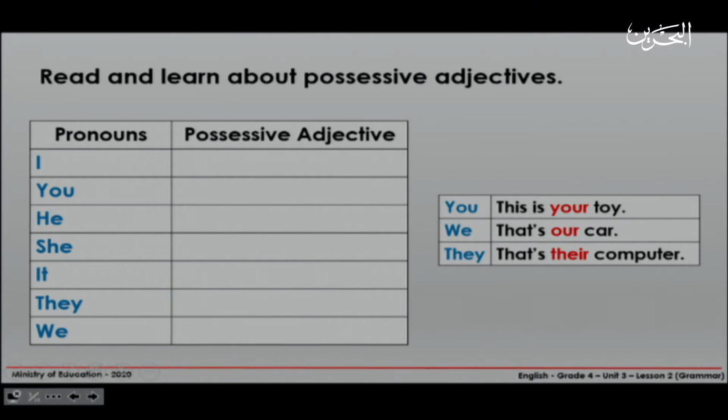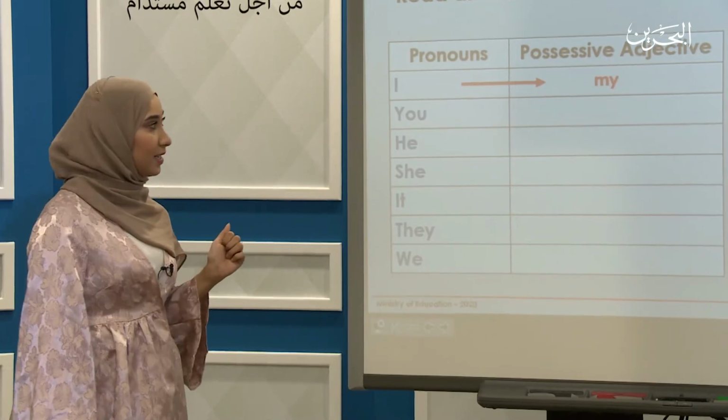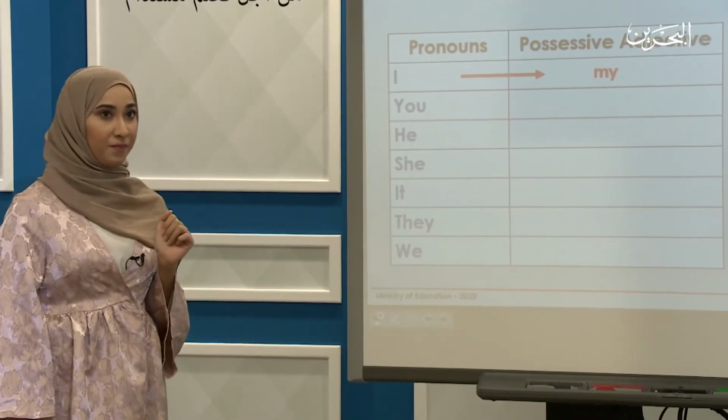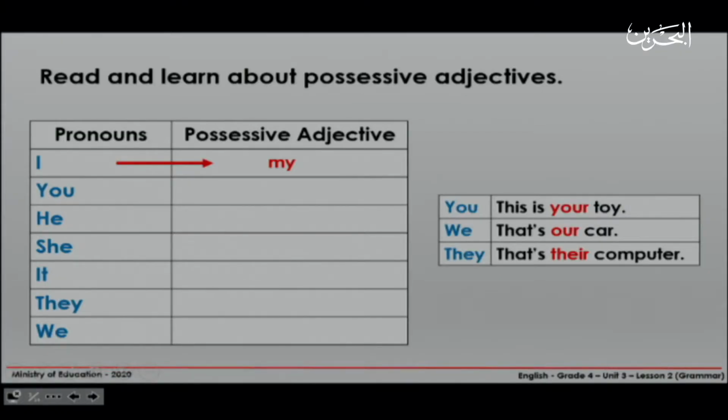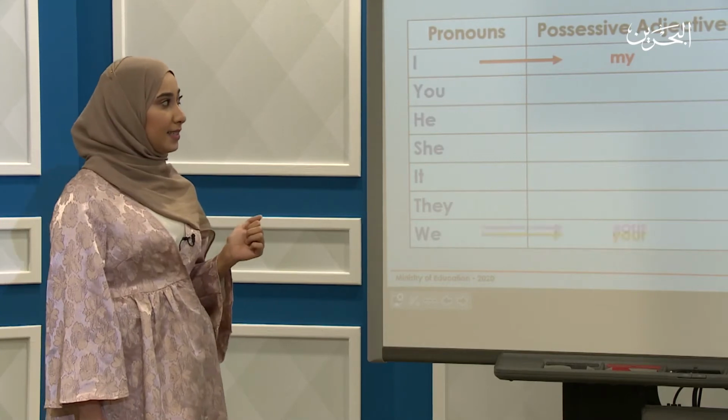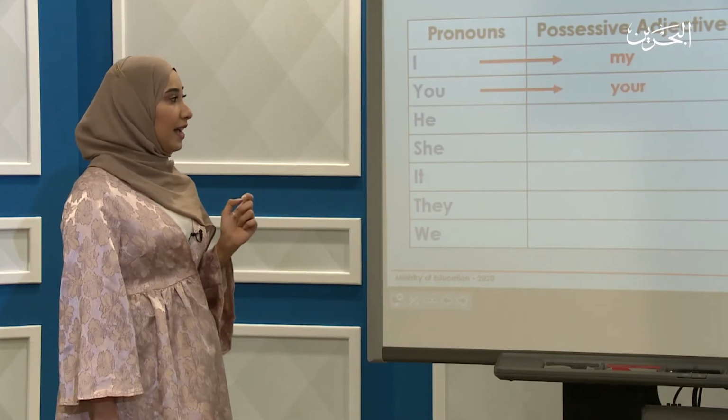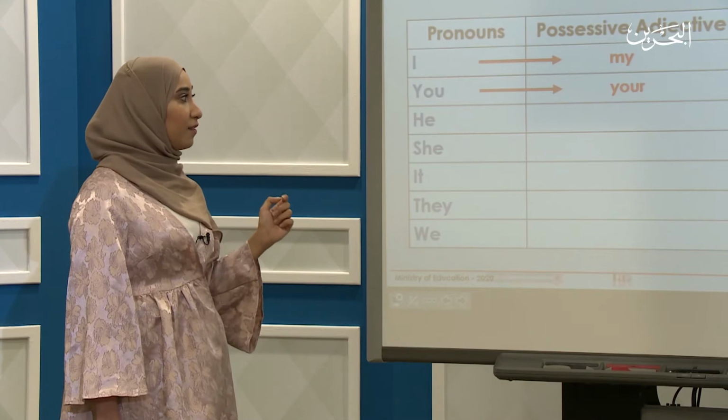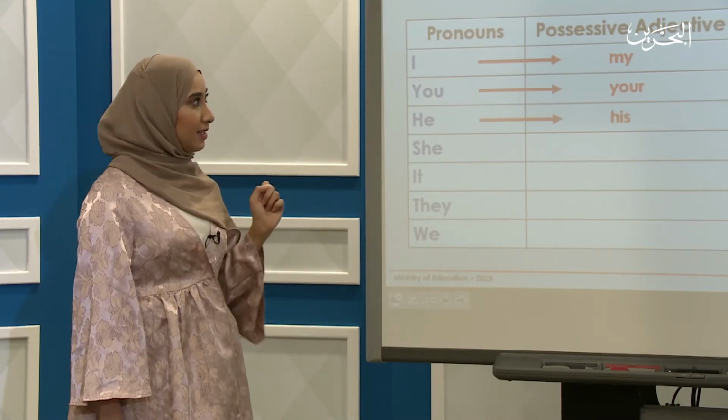Now, let's read and learn about possessive adjectives. So here we have the pronouns, and here I will tell you about the possessive adjectives. The possessive adjective of I is my. And the possessive adjective of you is your. And the possessive adjective of he, his.